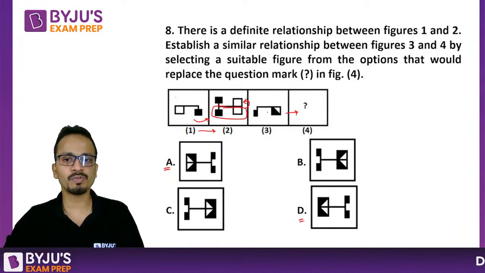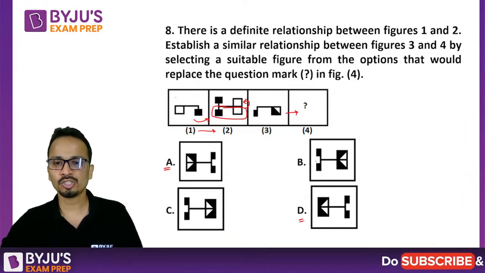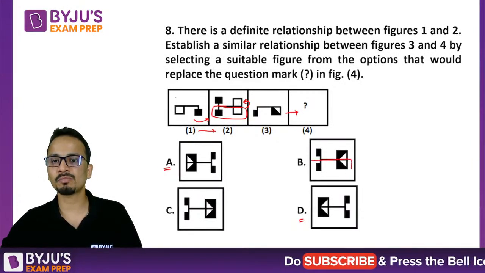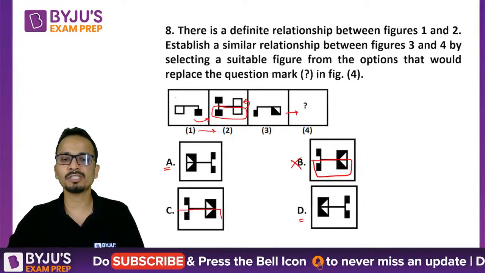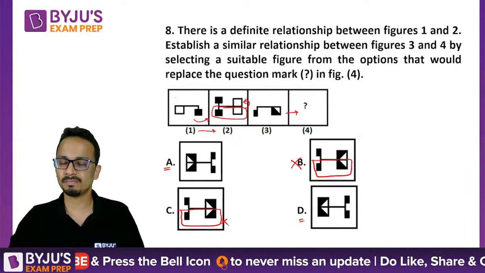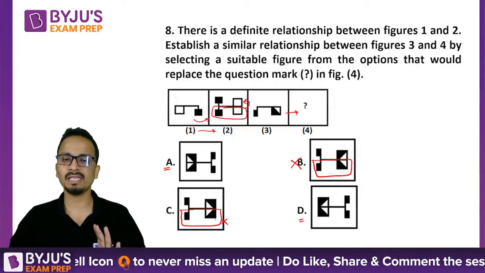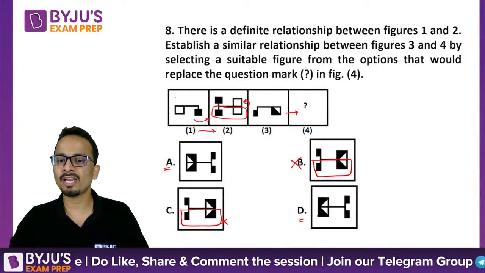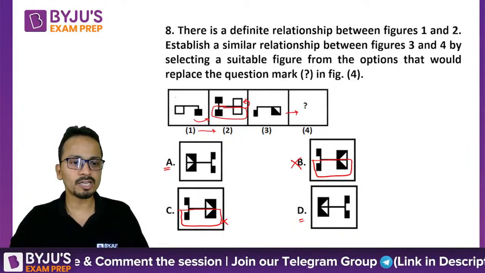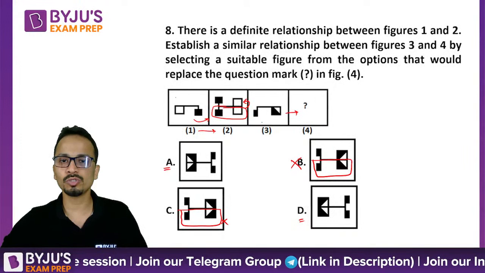So if I reflect this figure along the horizontal axis, I cannot obtain the part which is given in option B. I will not obtain the part which is given in option C. Okay, these two are clearly rejected. Now out of option A and option D, check option A and option D closely.